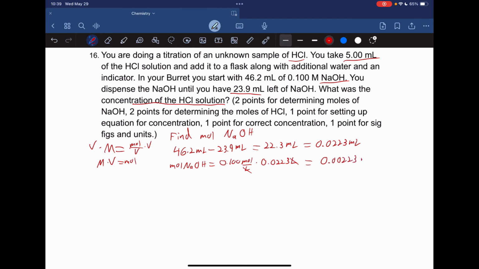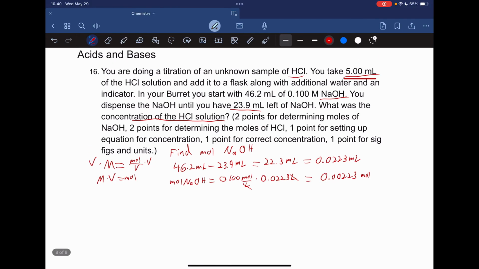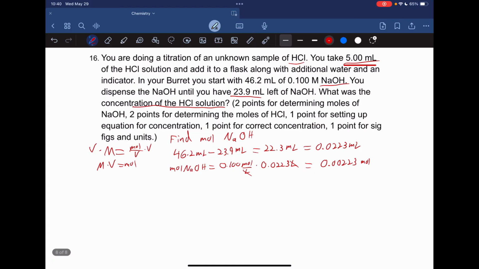0.00223 moles. Now, the reason we need to find moles is because we need to find out how many moles of acid we had in that 5 milliliter sample. So inside that 5 milliliter sample, how many moles of acid did we have? We can find that out from using the chemical equation. So the chemical equation for this reaction is sodium hydroxide plus hydrochloric acid react on a 1-to-1 basis to create H2O and NaCl, or salt. So it's a 1-to-1. What's important about that is finding the mole ratio, which is 1-to-1.